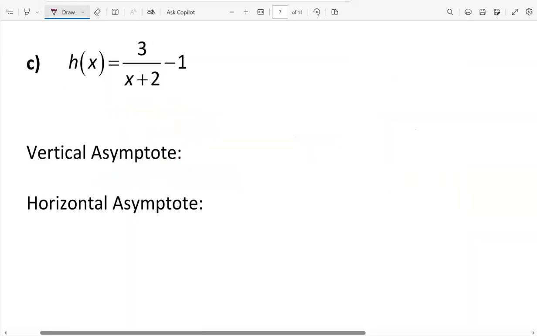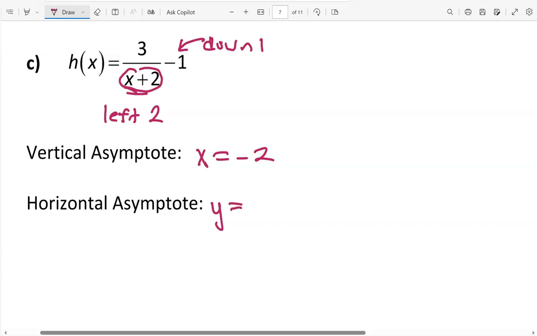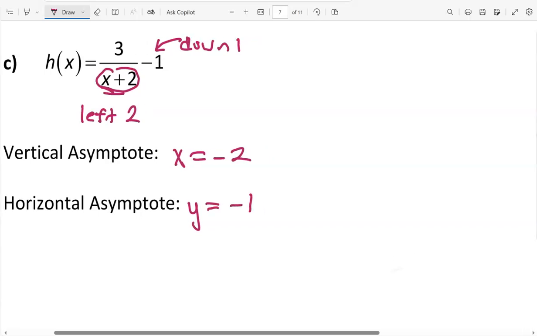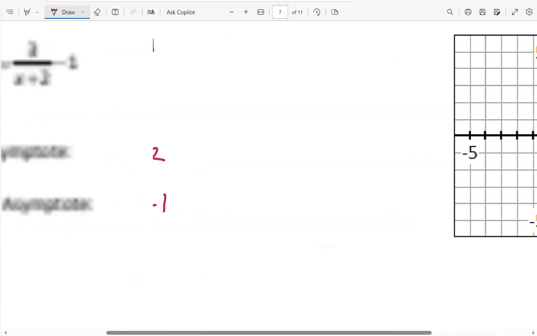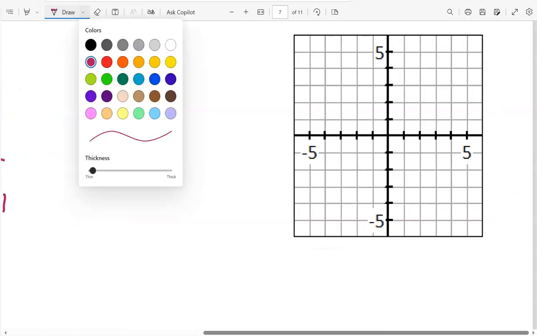For the next example, h of x is equal to 3 over x plus 2, minus 1. Replacing x with x plus 2 is going to move this graph left 2, which means our vertical asymptote will be at x equals negative 2. And the minus 1 on the outside is going to move us down 1. So our horizontal asymptote will be at y equals negative 1. I'm going to go ahead and sketch those two in. So we have x equals 2 and y is equal to negative 1.